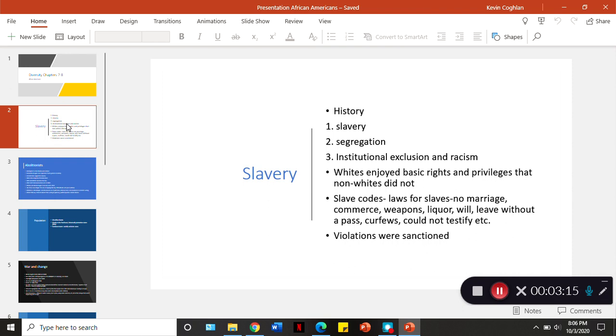So again, they invented these things called the slave codes. They stripped them of their culture. No marriage was allowed for slaves. They wouldn't let them have commerce. No weapons, no liquor, okay? Their entire lives were controlled by the slave owner, okay? And violations were not sanctioned.